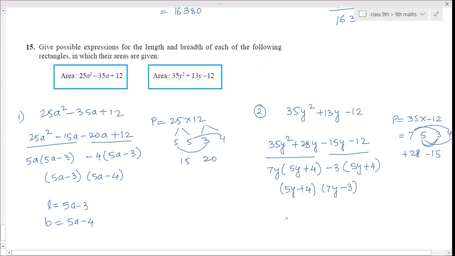So any one of them is length and any one of them is breadth. So length is equal to 5y plus 4 and breadth is equal to 7y minus 3.